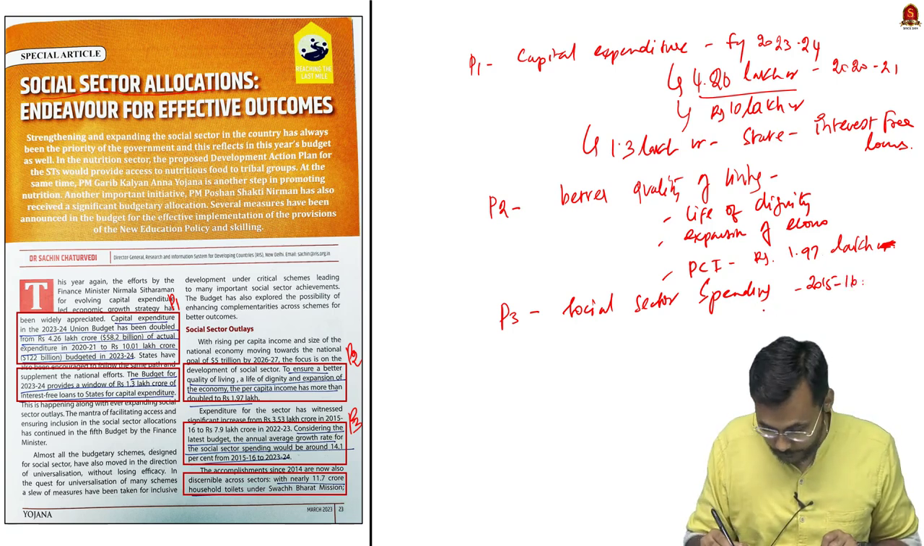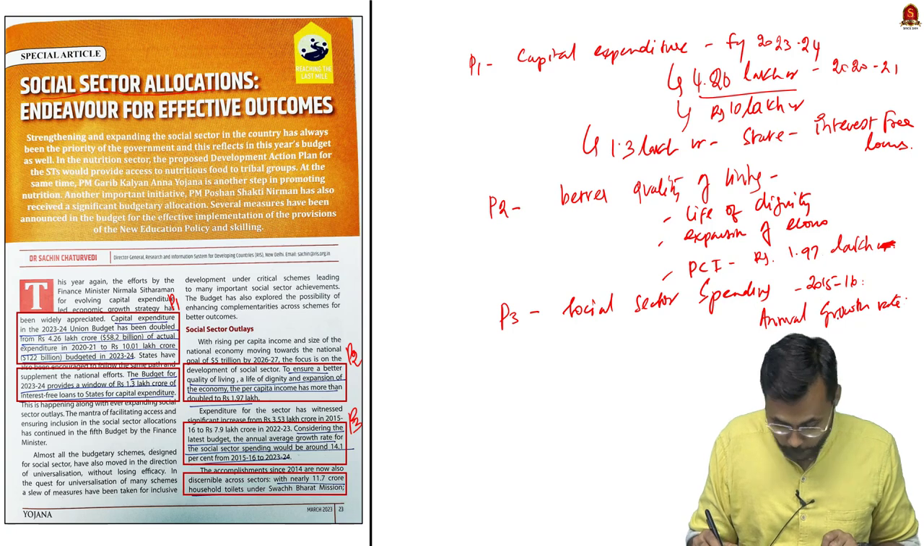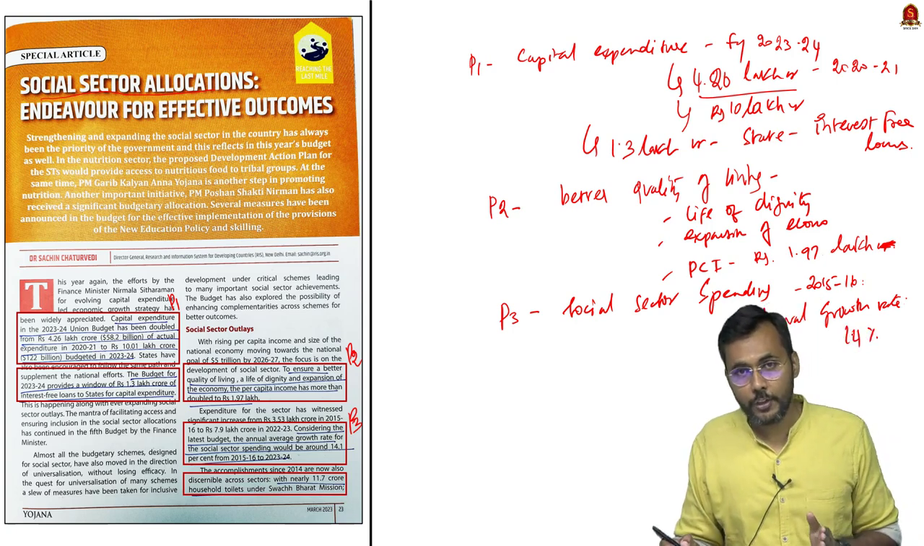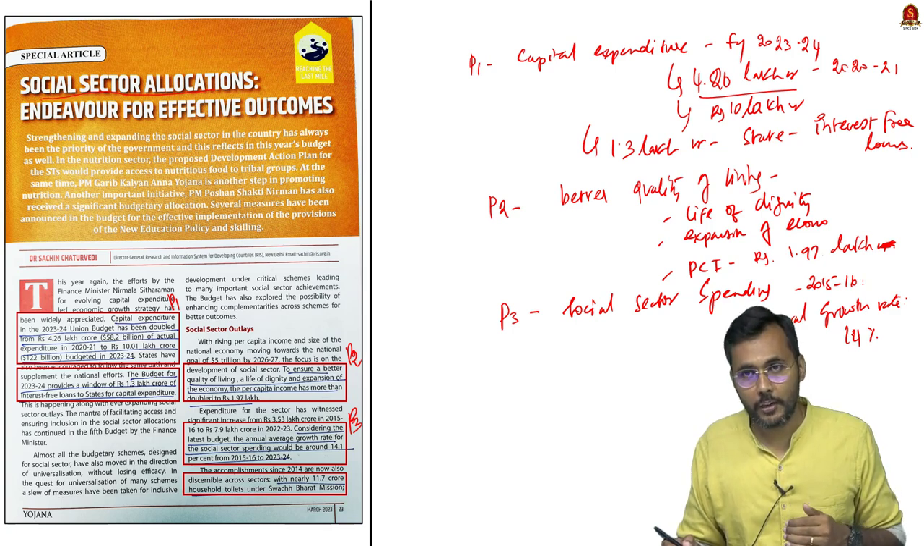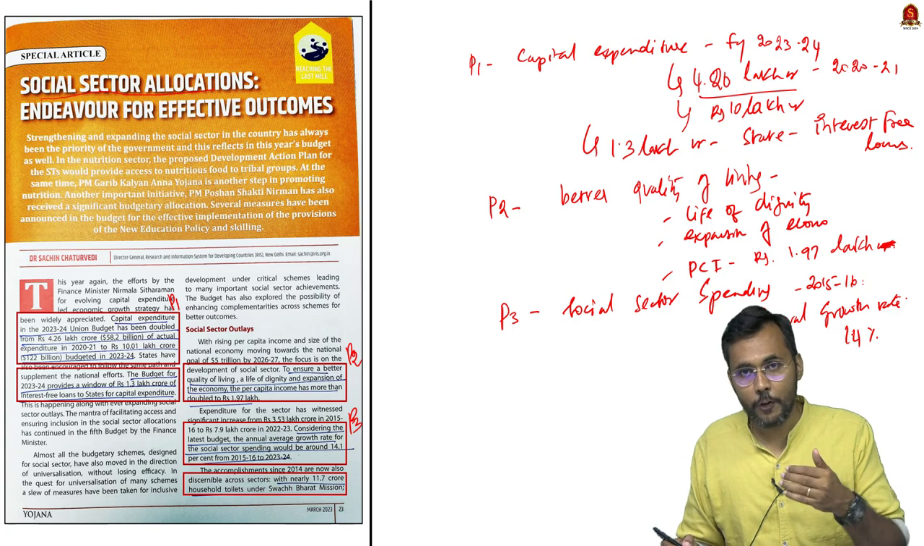Okay. And in paragraph 3, social sector spending, right from the year 2015 to 16, the annual growth rate is around 14%. What we understand from this data is that right from 2015 to 16, every year the union government expenditure on the social sector is increasing by 14%. Assume that this year they are spending 100 rupees, which means next year it will be 114 rupees.